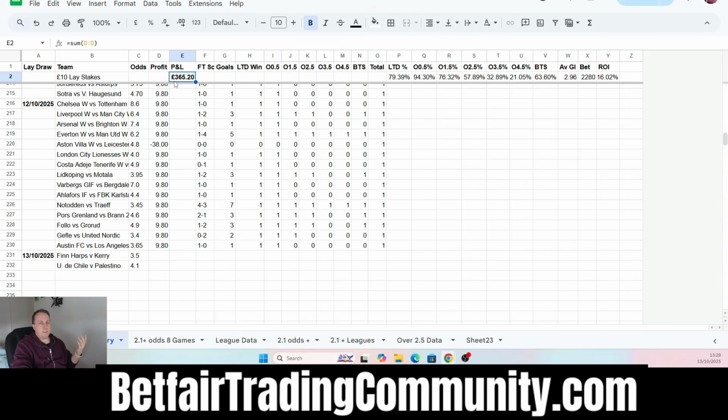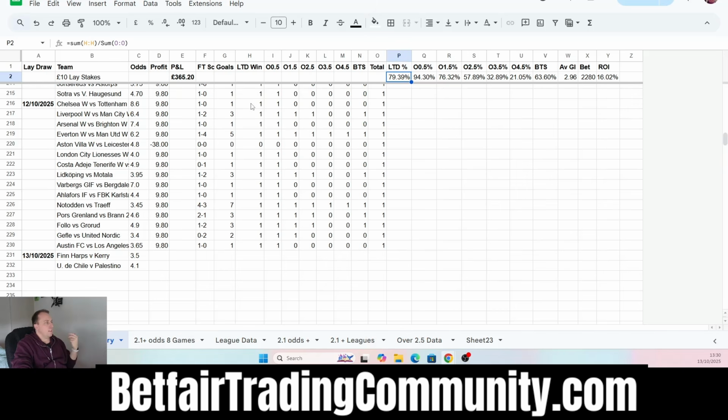Profit, I mean, you might have already noticed this. Pretty good, right? Pretty good. In the words of Larry David, £365 profit to £10 lay draw stakes. Very good, solid stuff here. Winning around 80% of the time. Okay, now this is outright. This is not trading in play. Okay, this is just if you're letting them run.